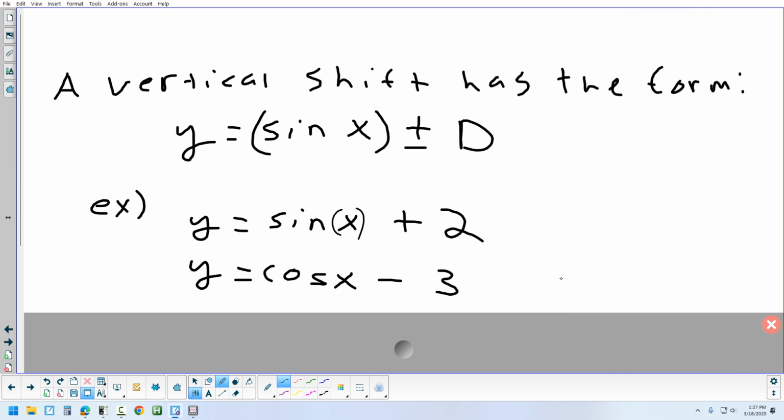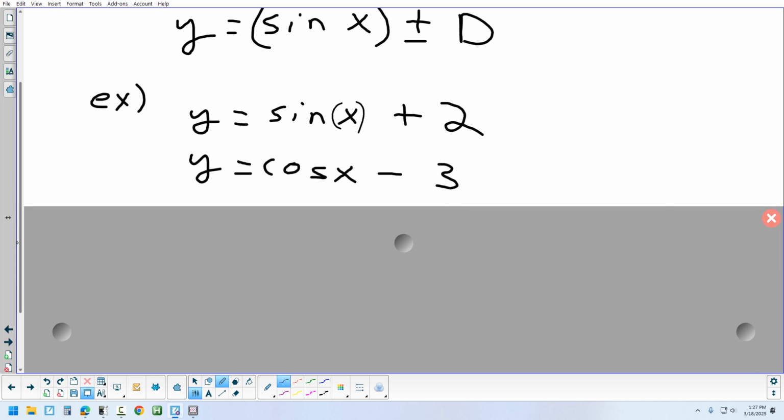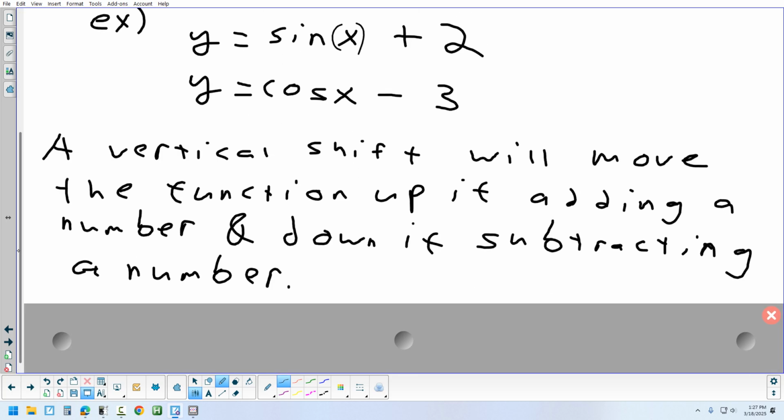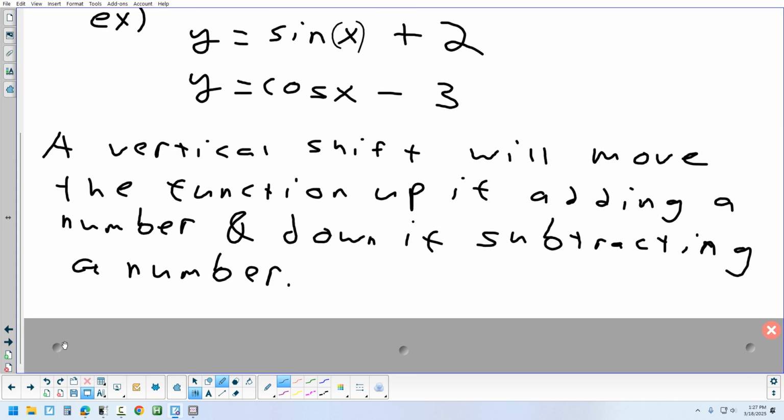Okay. So based on what we just did, what kind of numbers do you think are going to shift it up in general? Positive. And down? Negative. Yep. So a vertical shift will move the function up if you're adding and down if you're subtracting. Positive numbers move it up. A negative number will move it down.